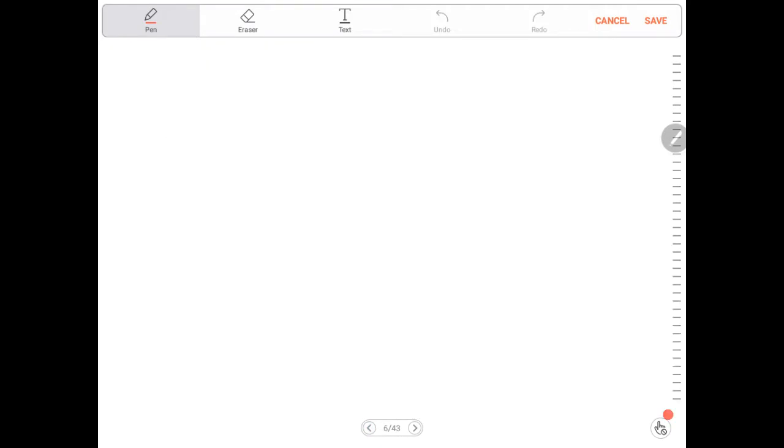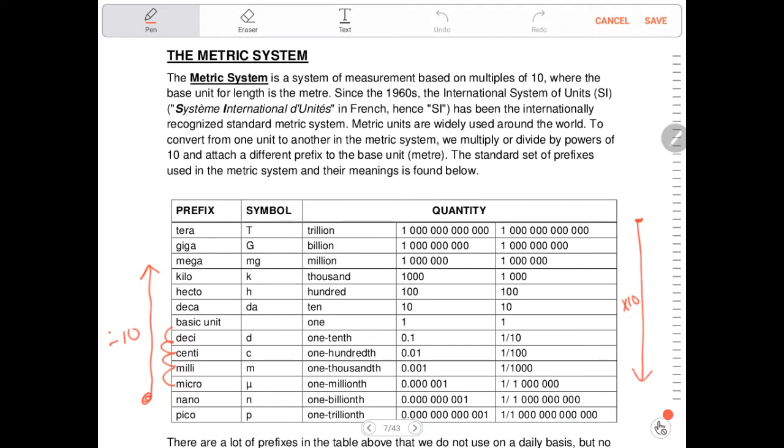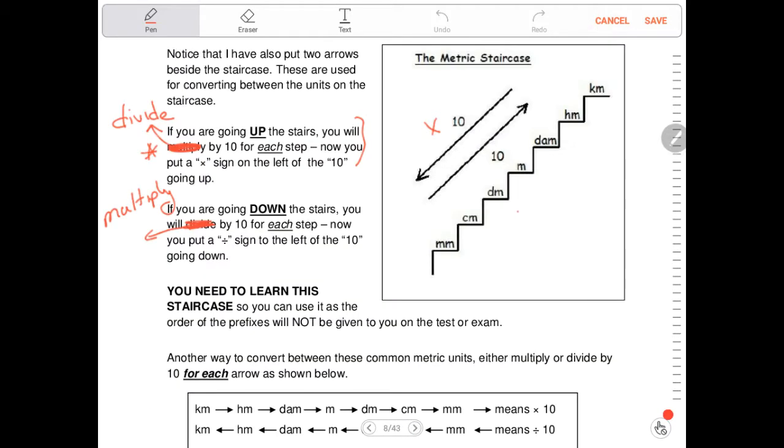What I said here is if you start with a bigger unit and you want to convert down to a smaller one, you will times by 10 in each step. So if you look here, let's say I want to go from kilometers to meters. Let's say I had 13 kilometers, and I want to know how many meters that is.